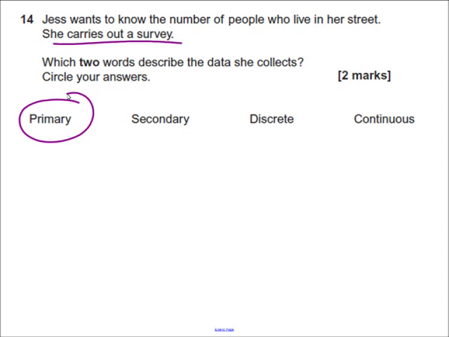The type of data she's collecting is people. So we know you don't get half a person or a quarter of a person or a third of a person, so the information must be discrete. Also remembering that the other option of continuous data applies to things like time, temperature, length and weight. So the 2 correct answers are primary and discrete.